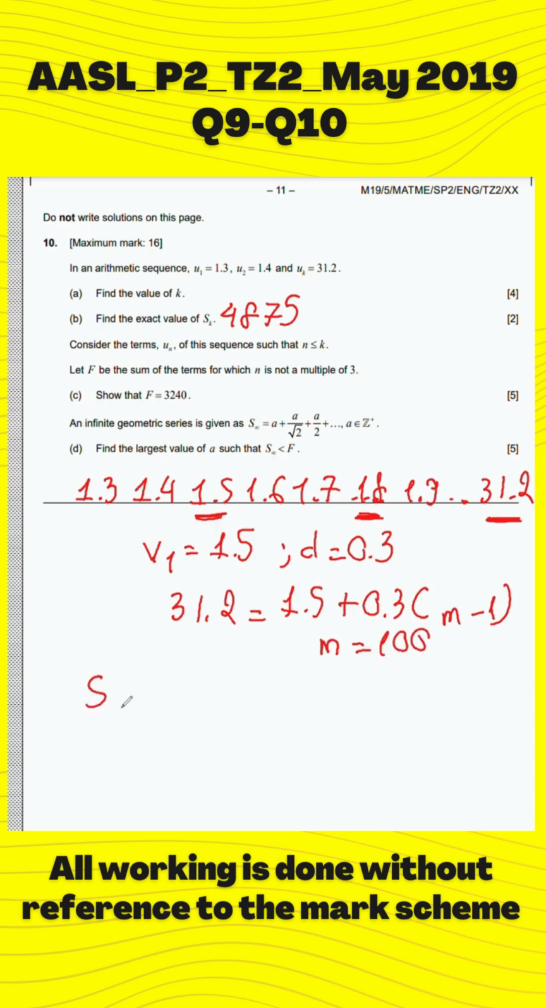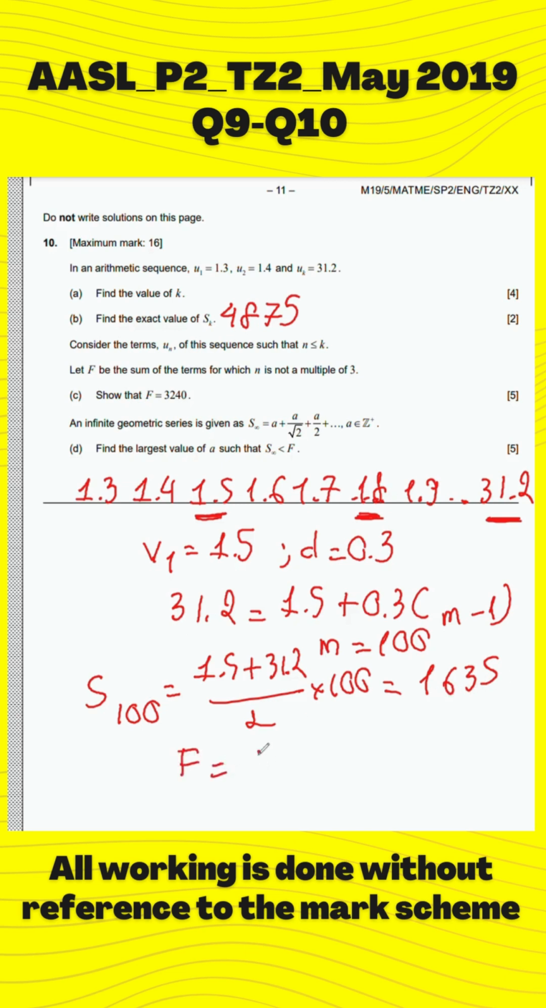And I will find S of that 100. So 1.5 plus 31.2 divided by 2 and times 100. So it will be 1635. So to find F, I will use the sum of the first 300 terms minus 1635. So F will be 4875 minus 1635, which is 3240.